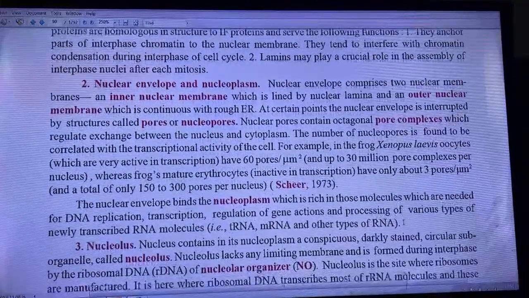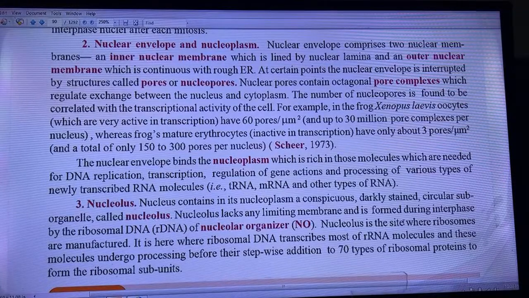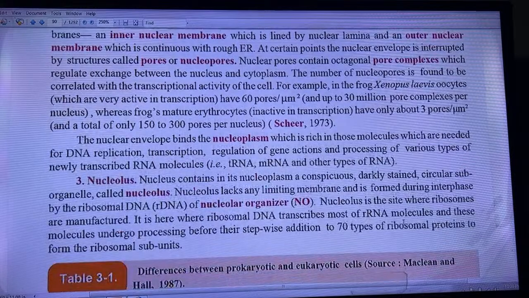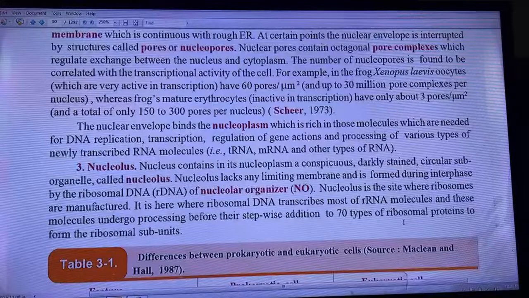Nuclear envelope and nucleoplasm. Nuclear envelope comprises two nuclear membranes, an inner nuclear membrane which is lined by nuclear lamina and an outer nuclear membrane which is continuous with rough endoplasmic reticulum. At certain points, the nuclear envelope is interrupted by structures called pores or nucleopores. Nucleopores contain octagonal pore complexes which regulate exchange between the nucleus and cytoplasm.